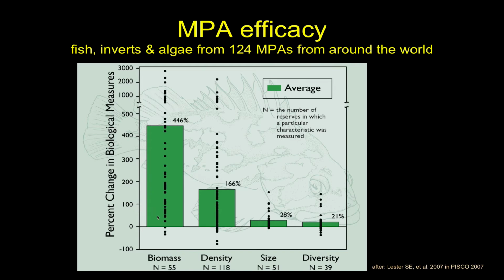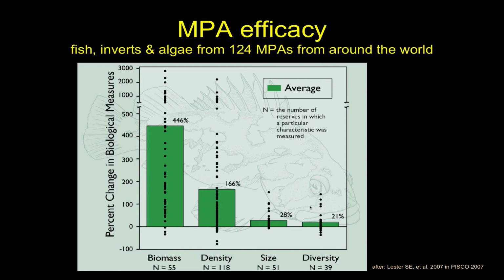So the dots are all of the actual values, all the numbers reported from the studies, and the green bar represents the mean value. Biomass, density, which is number of individuals per unit area, size, which is the average size or the overall size of the fish or the other exploited species, and then diversity. This is probably species richness, but it could be other measures of diversity.